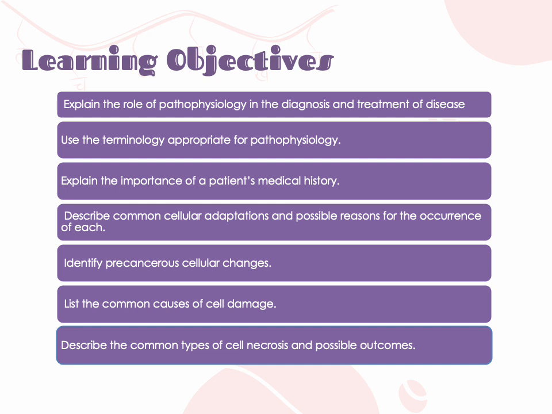cellular adaptations and possible reasons for the occurrence of those cellular adaptations. We'll look at precancerous cellular changes, and we'll also discuss the common causes of cell damage. Finally, we'll discuss the different types of cell necrosis and possible outcomes.